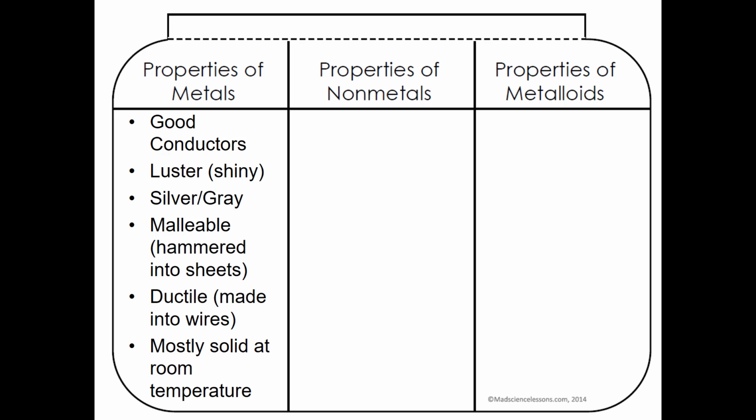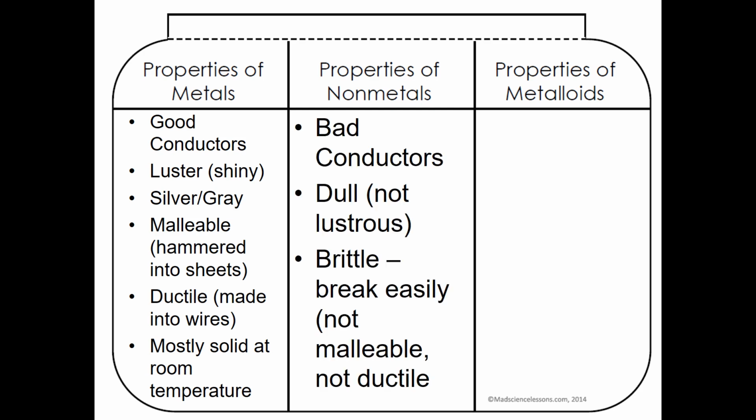And then most of them are going to be solid at room temperature. One exception would be mercury, which is liquid at room temperature. So if you remember those, then non-metals are going to be super easy, because it's just the opposite. Everything that metals are, non-metals are not. So they're going to be bad conductors, they're dull or not lustrous, not shiny, and they're going to be brittle. In other words, they break easily. Again, imagine hammering that charcoal, that carbon. It is just going to break, right? It's going to crumble, and so that's brittle.